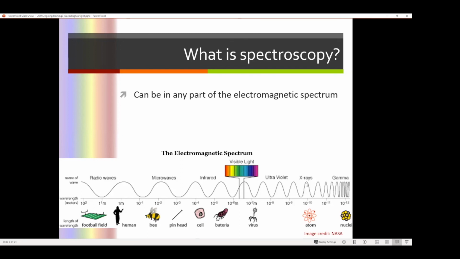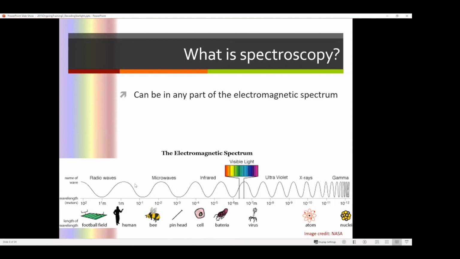We get up here into X-rays with these shorter wavelengths, and then we get up here into gamma rays with these really, really short wavelengths. So underneath this waveform, the numbers correspond to the wavelength, so the distance from peak to peak in meters. And then at the bottom is an object that corresponds to about the size of that wave.